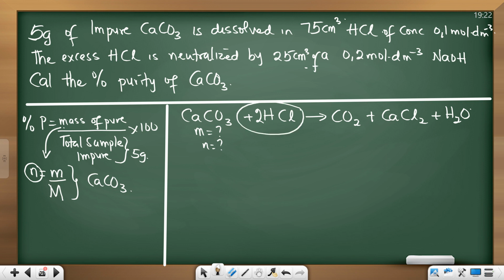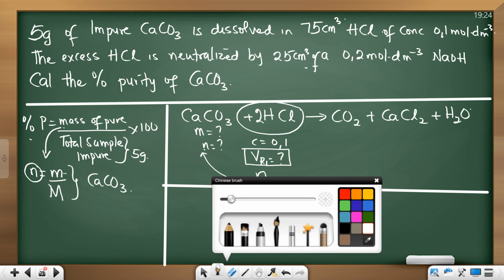What do we know about HCl? You know the concentration, right? That's 75 cm³. Not all of it, a portion was used in reaction number one. Get the volume that was used, and we can calculate the number of moles. Once we get the number of moles, use the mole ratio to get the moles of calcium carbonate, and then we get the mass. Can you see the combination? The challenge is, how do we get the volume in reaction one?